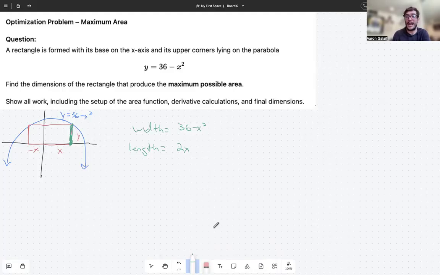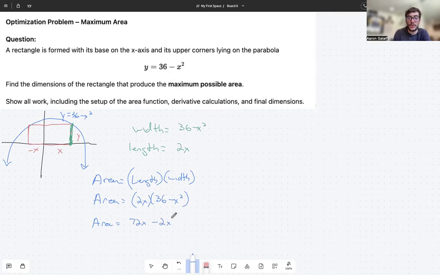Perfect. So now we have enough to write the function for the area. The area is equal to length times width, right? So we're going to go length times the width. Well, if we do it that way, we can just replace what we just found. Our length is 2x. Our width is 36 minus x squared. We can distribute that now, and we see we have 72x minus 2x cubed. That's where we're at right now.